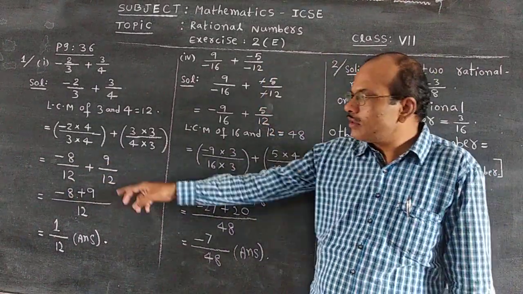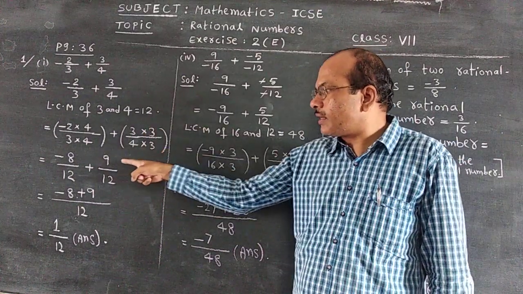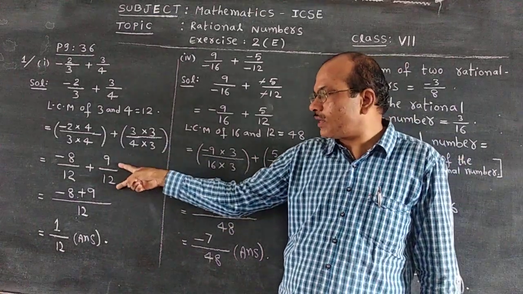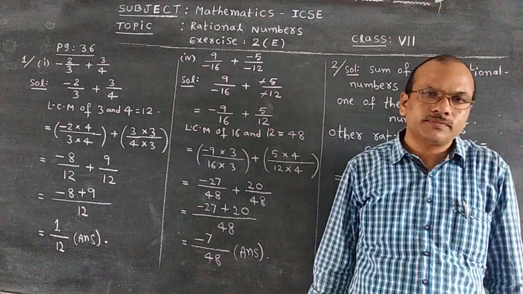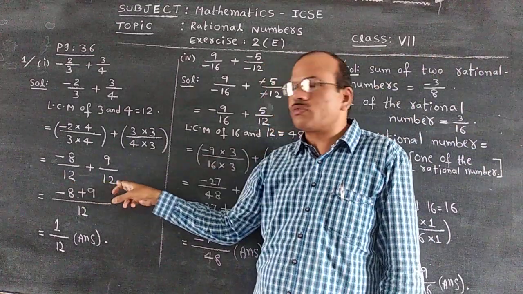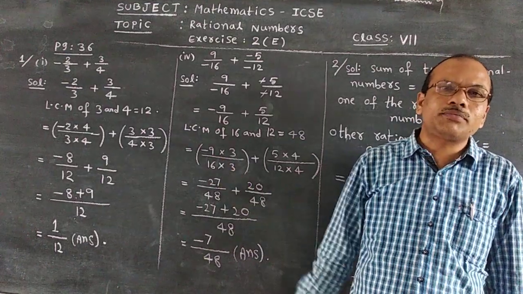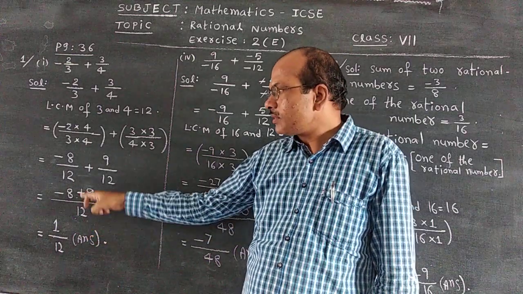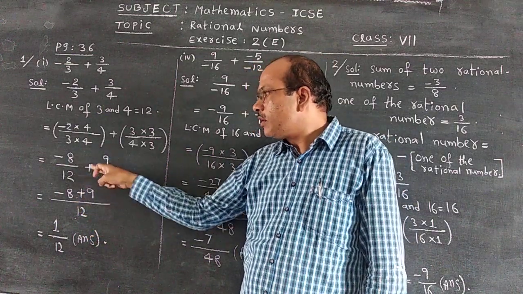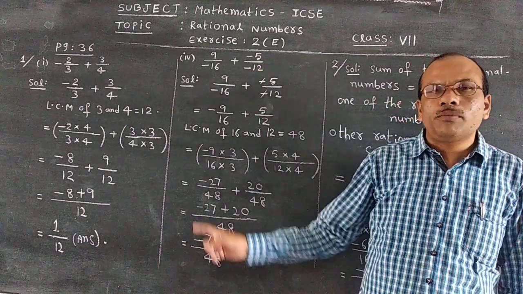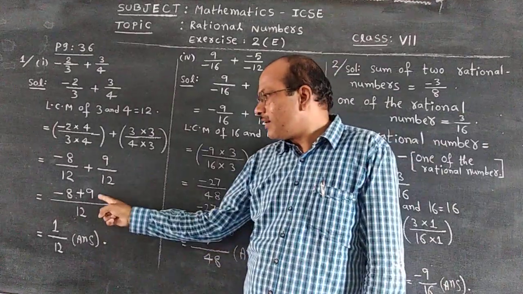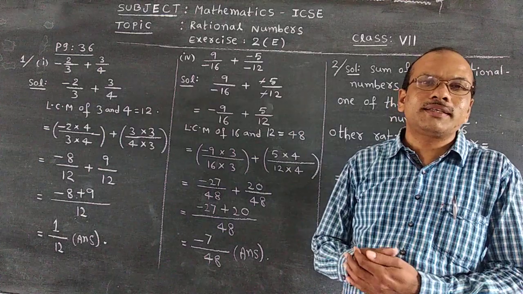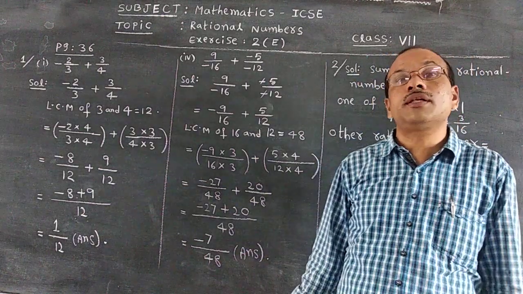Is it clear for you? Plus symbol. 3 into 3 is 9 by 4 into 3 is 12. This is 9 by 12, that is minus 8 by 12. Next, here 12 and 12 denominators are same because of the LCM. Now, the common denominator 12 is written. The numerators: minus 8 plus 9 is written. Now you see, 9 is with plus symbol, 8 is with minus symbol. Here we have to identify the answer with the symbol.